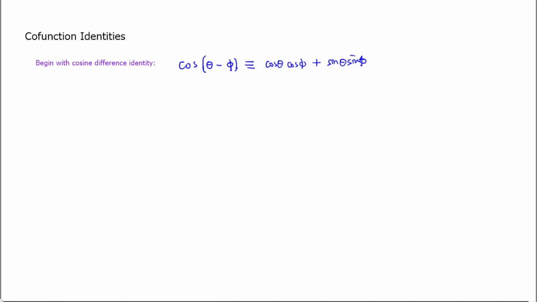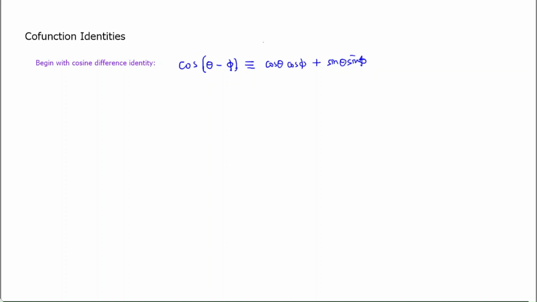Here we are going to take a look at cofunction identities in trigonometry. You may have seen my previous video on deriving the cosine difference identity, which I've sketched onto the screen for us already. If you want to, go back and watch that video to see where this comes from. Also, let me just give us a little reminder.